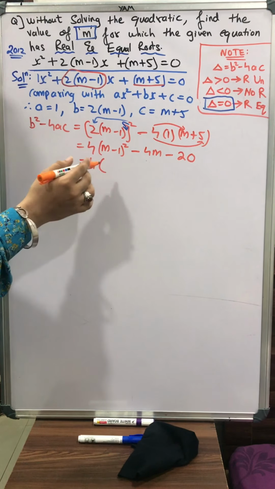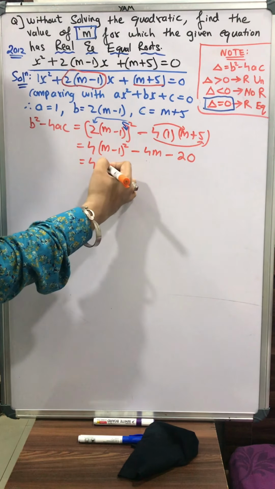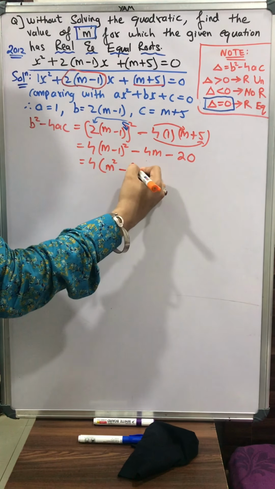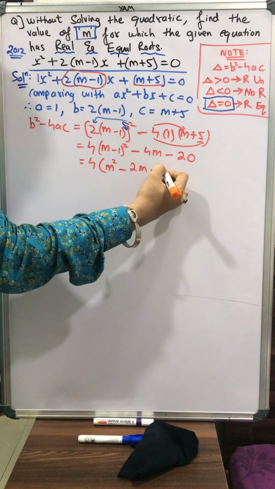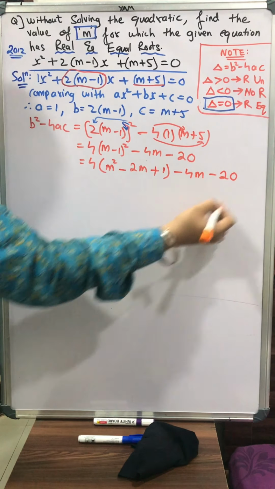(a minus b) the whole square is a square minus 2ab plus b square. So here, m square minus 2 into m into 1, so it's 2m, plus 1 square, which is 1. Okay, minus 4m minus 20.